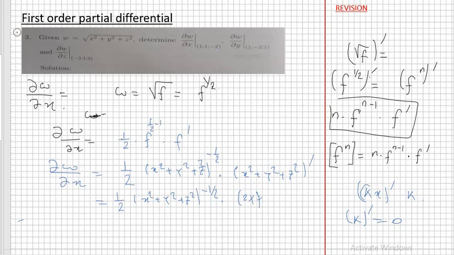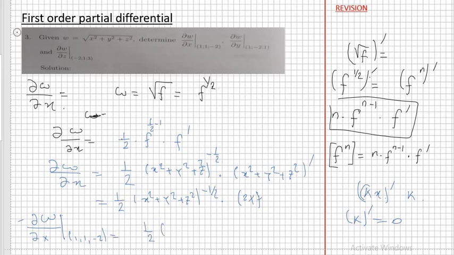And the next thing is to replace the values of x, y and z, and afterwards I'm going to have to compute it. So in other words, if we have to determine the derivative of w with respect to x at (1, 1, -2).